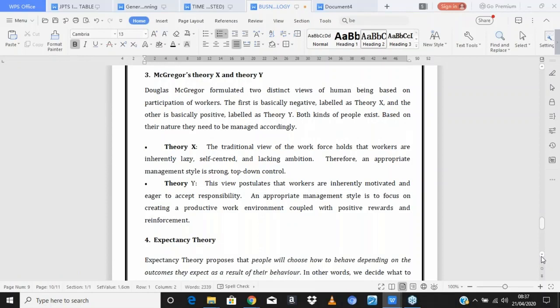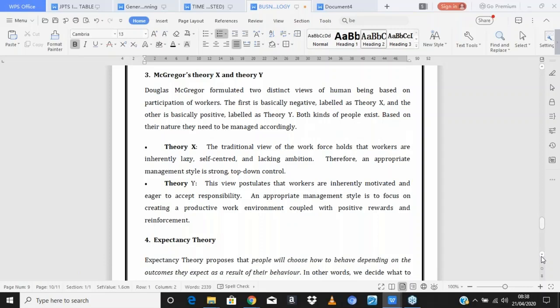So all those that have these characteristics are put under the category of Theory X. Then for Theory Y, these are people that are viewed as workers that are eager to accept responsibilities. They want to put in their best. They want to do well. So an appropriate management lifestyle is to focus on creating a productive work environment that can suit them.